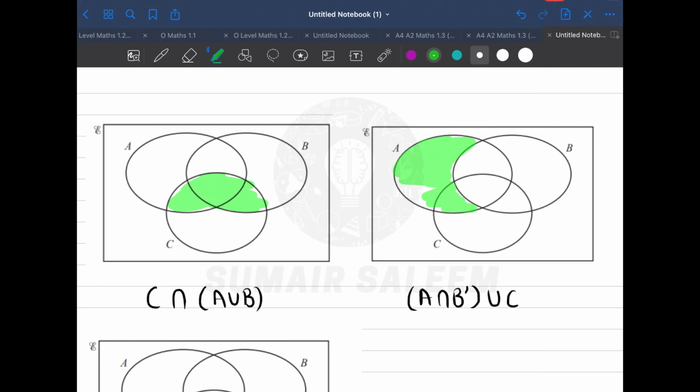Now, if I see in the question, what sign does it have in the middle? It's union. So how will you shade in union? What's written next, C? So just shade entire C.